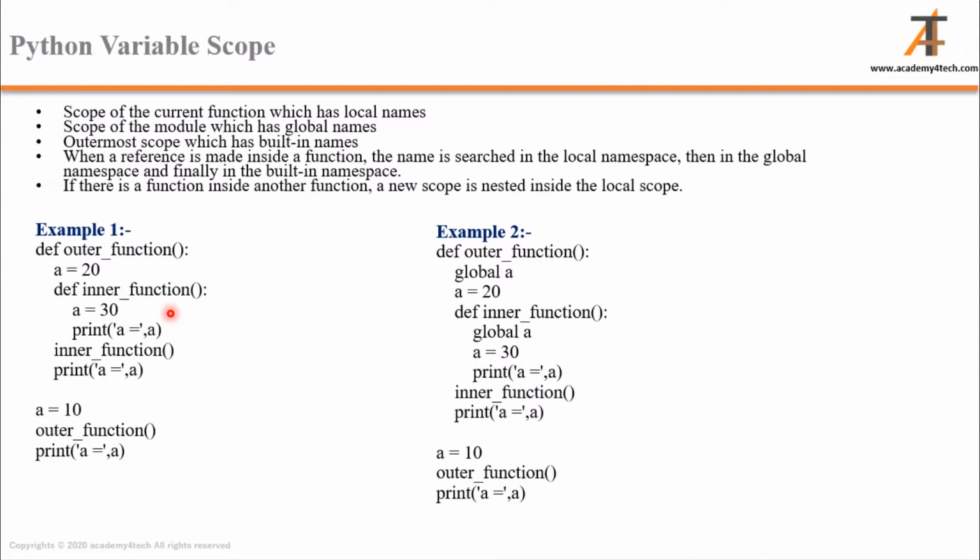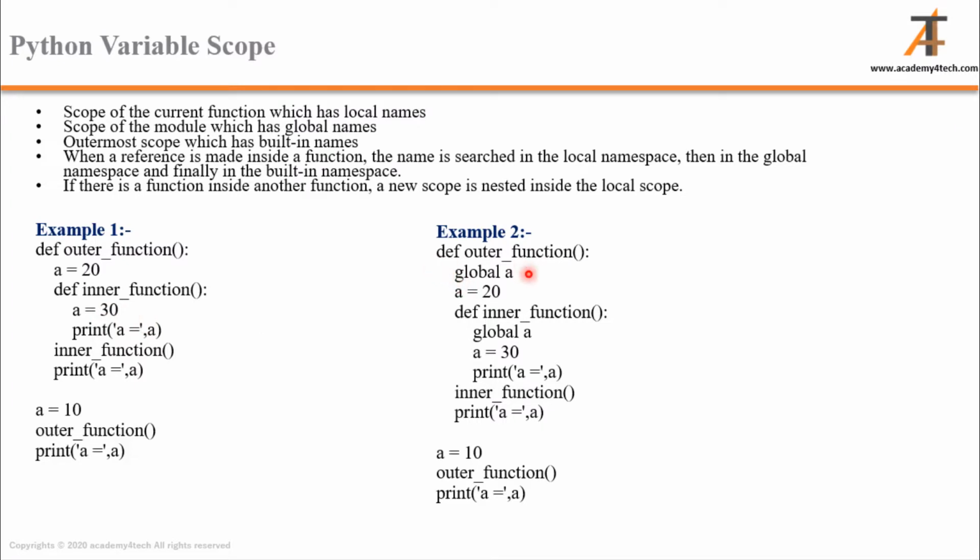Taking example 1, we have A equal to 20 and A equal to 30. If we change something inside this function, the scope will be within this function. So any changes to A won't be reflected in the A outside. We can take a look at the programming side.